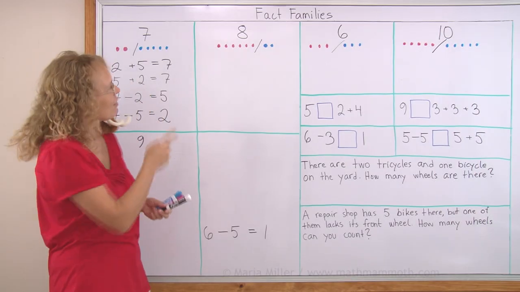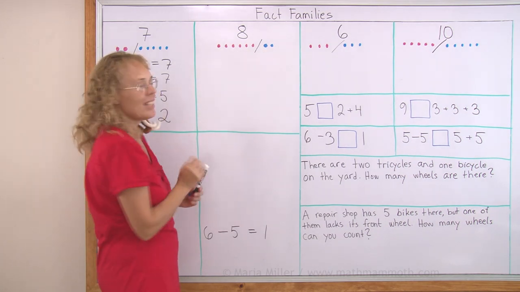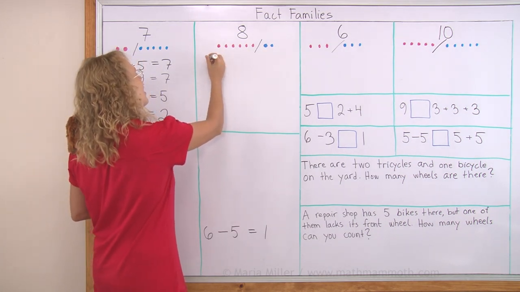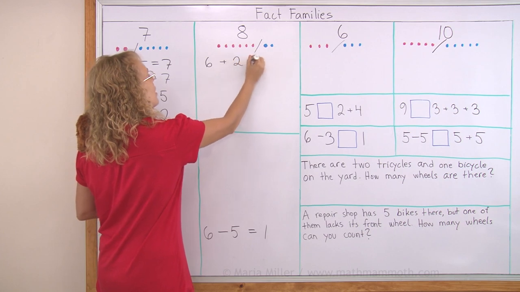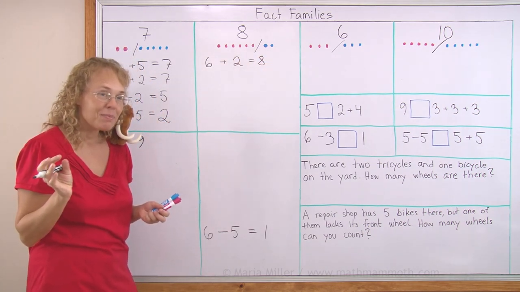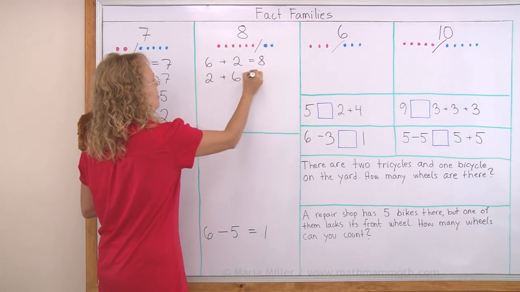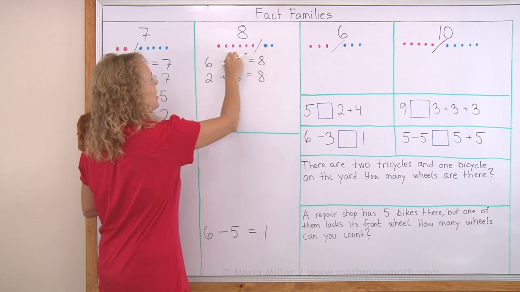Let's make another. With this picture we have 8, and we have 6 and 2 making 8. So the addition is 6 plus 2 equals 8. Now you tell me the other addition, right? Switch the numbers, 2 plus 6. Think of it as 2 and 6.